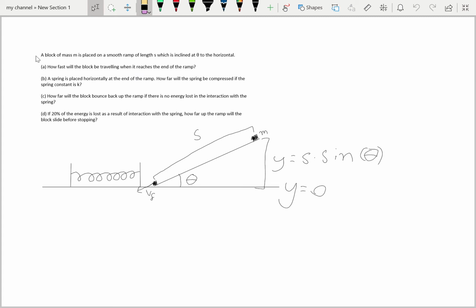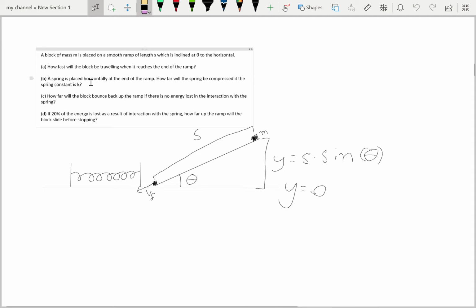Welcome to Mechanics 1, Question 2. A block of mass m is placed on a smooth ramp of length s, which is inclined at theta to the horizontal. We have 4 parts to this question. Part A: how fast will the block be moving when it reaches the end of the ramp?